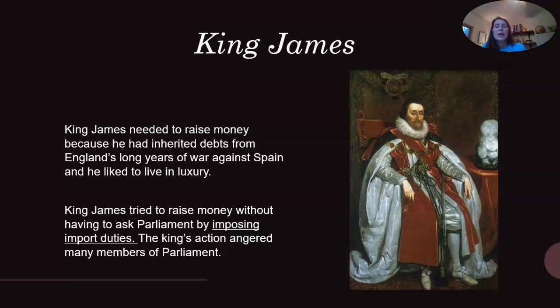King James needed to raise money because he had inherited debts from England's long years of war against Spain, and he liked to live in luxury. King James tried to raise money without having to ask Parliament by imposing import duties. The king's action angered many members of Parliament.